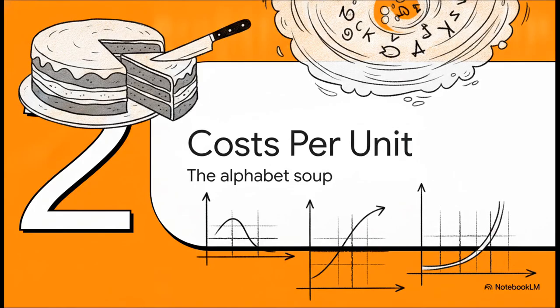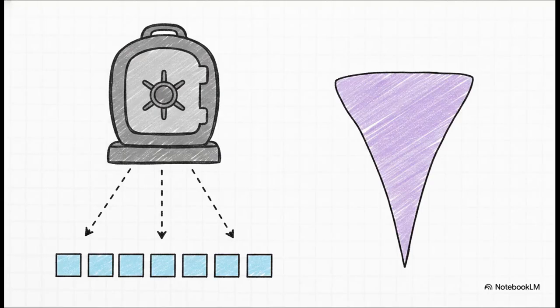Okay, moving on to Section 2, costs per unit explained. Now that we've got our total numbers down, let's slice this all into averages to understand what's actually happening on a per-unit basis. This is where the famous alphabet soup of economics really kicks in. By dividing our massive total costs by the quantity of output produced, we get three crucial acronyms.